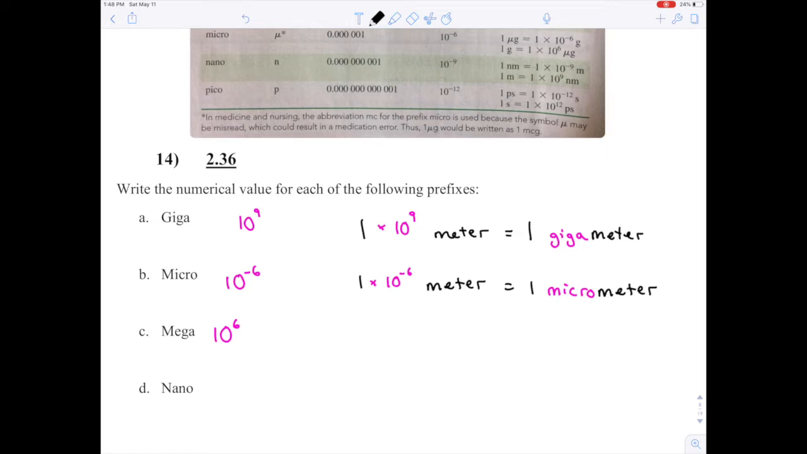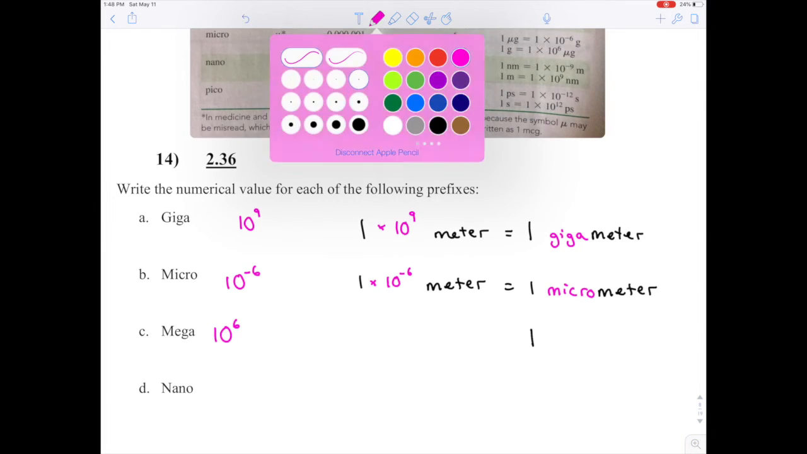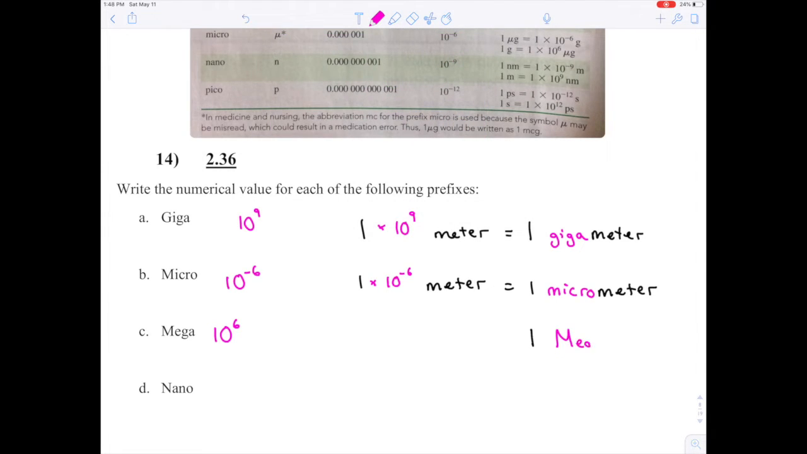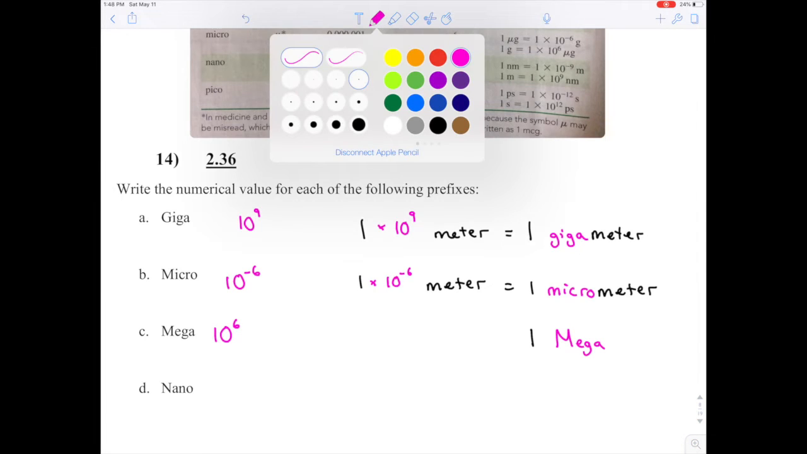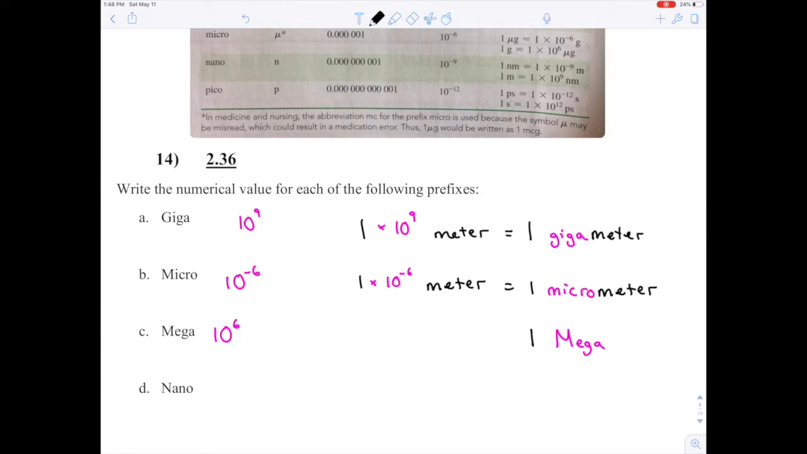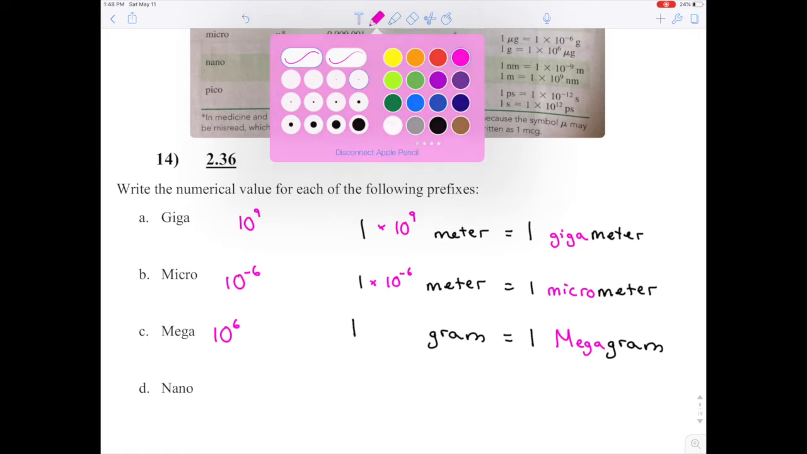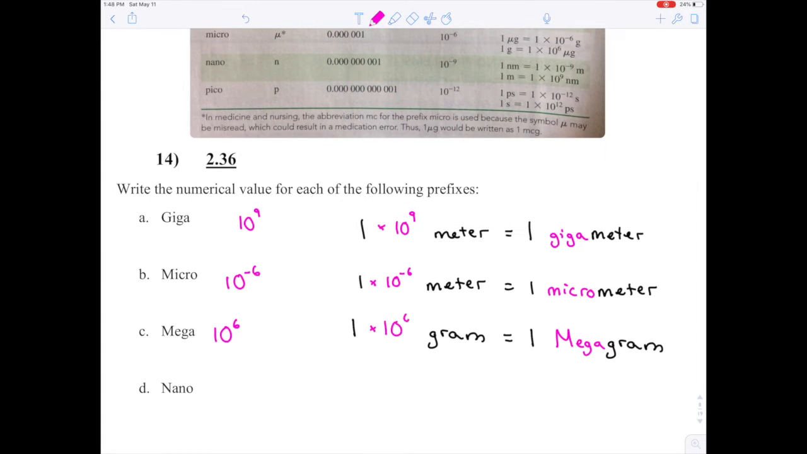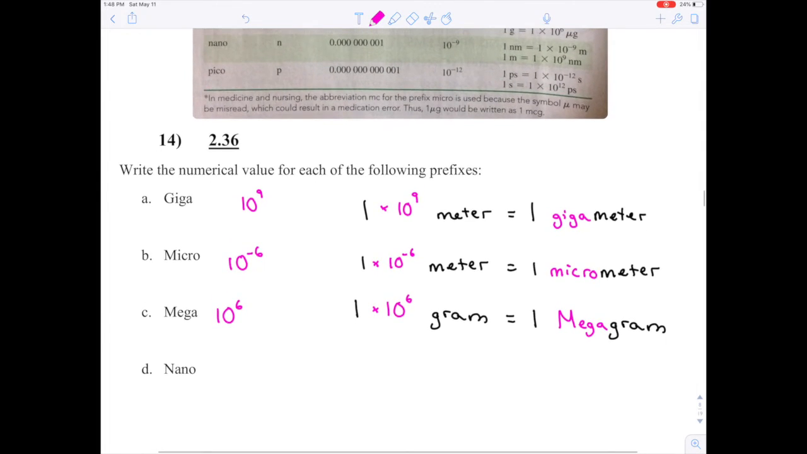And just to drive that home, what that means is that when you have 1 megameter, but just to prove the point that you can use different bases with each of these prefixes, I'm going to use a gram. So, for example, 1 megagram, what does that equal? Well, because mega is just standing in for 10 to the 6th, 1 megagram would be the same as 1 times 10 to the 6th grams. So 1 megagram is 1,000,000 grams.